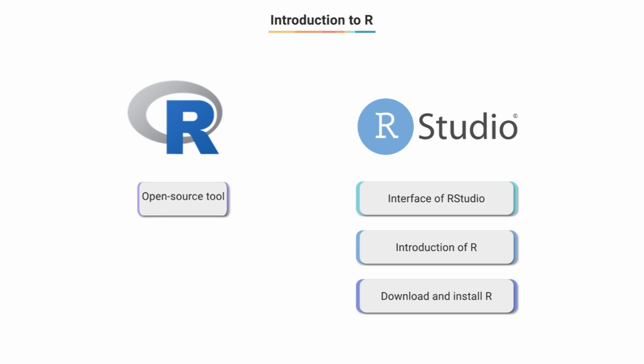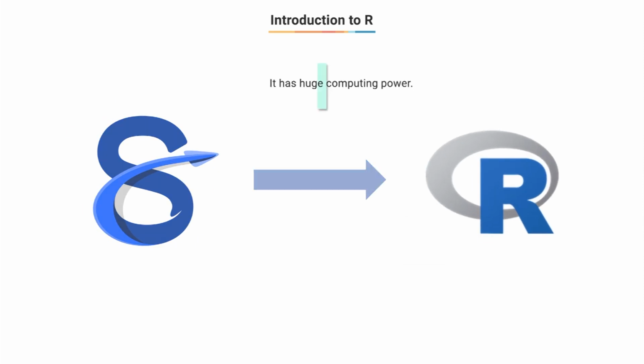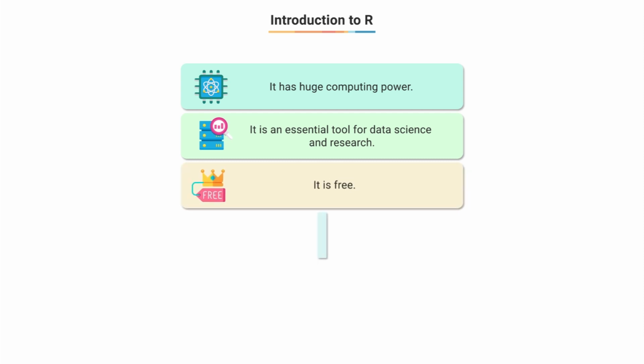R is an independent open source tool and offers free implementation. It is an extension of the S language. It has huge computing power. It is an essential tool when it comes to data science and research. A key advantage of R system is that it is free, it's easily downloadable and installed. And as we'll describe shortly, it is easy to use.